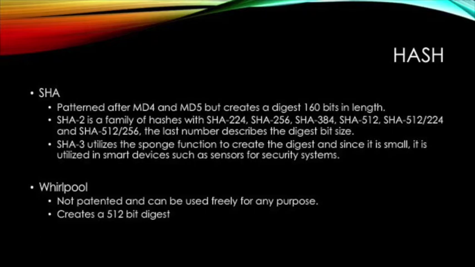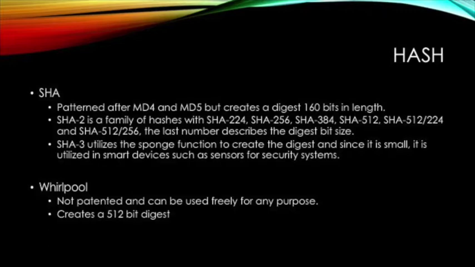The next one is SHA, patterned after MD4 and MD5, but it creates a digest 160 bits in length. SHA-2 is a family of hashes with SHA-224, SHA-256, SHA-384, and SHA-512, SHA-512/224, and SHA-512/256. SHA-3 utilizes the sponge function to create the digest, and since it is small, it is utilized in smart devices such as the sensor for a security system.